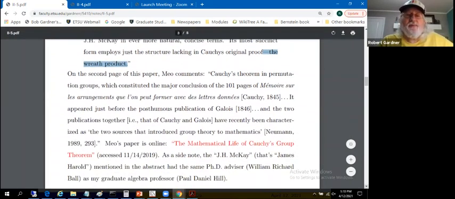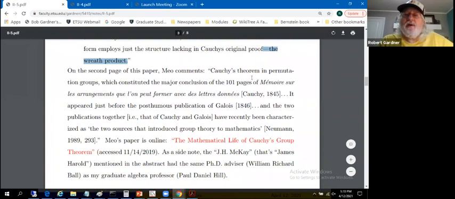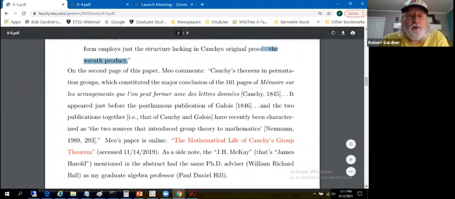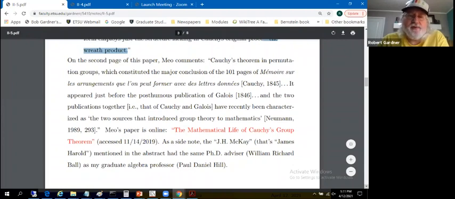On the second page of this paper, Mio also comments, Cauchy's theorem in permutation groups, which constituted the major conclusion of the 101 pages of an 1845 Cauchy memoir, appeared just before the posthumous publication of Galois' work in 1846. And these two publications together, of Cauchy and Galois, have recently been characterized as, quote unquote, the two sources that introduced group theory to mathematics. I normally think of Galois and Abel as introducing group theory to algebra. But here's a statement from this paper by Mio. So pretty fundamental stuff is what they're getting at.